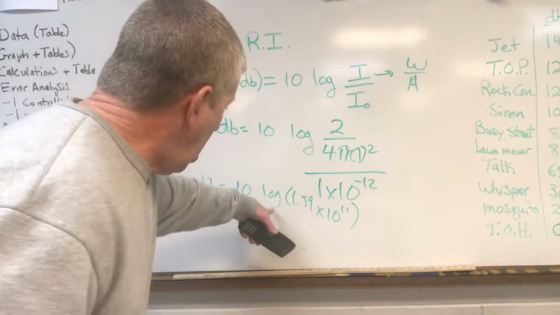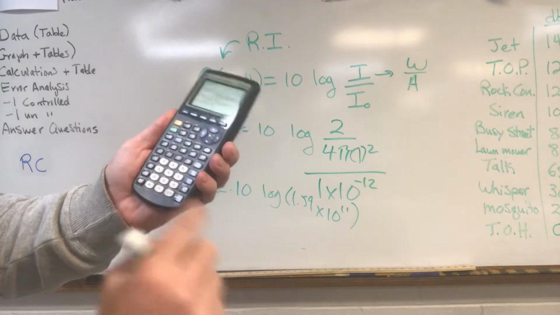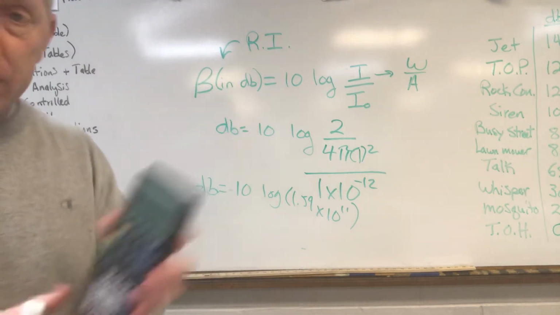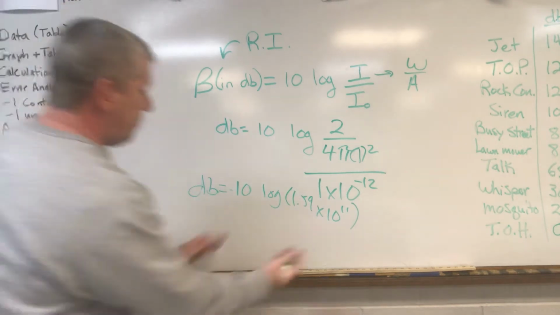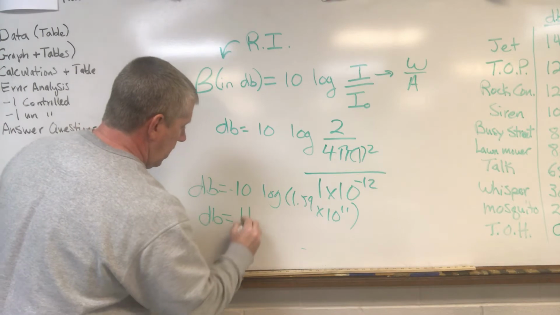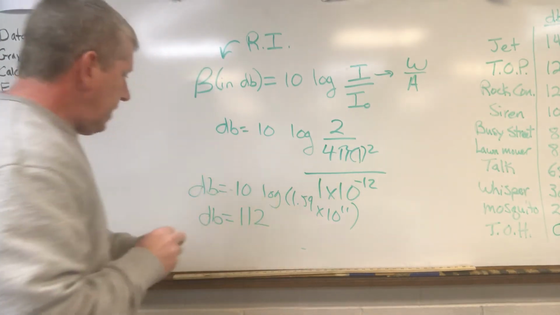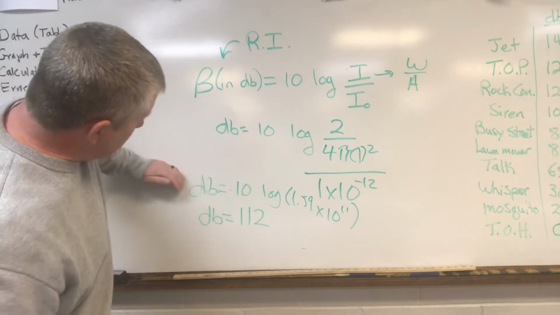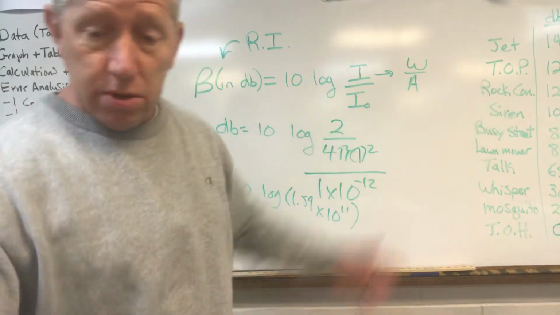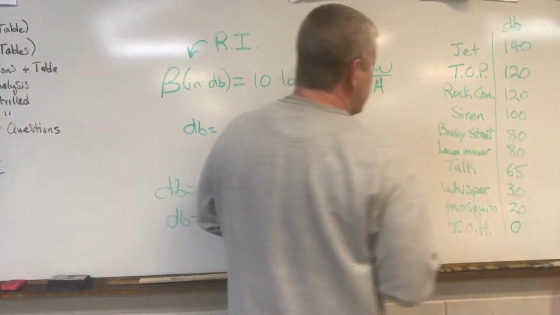Okay, so I'm just going to hit log, second function, answer of what I had above, and I get 11.2. Without the 10, we have bels. We want decibels, so multiplied by 10, we get 112. Where are we on our scale? Well, we are above a siren.